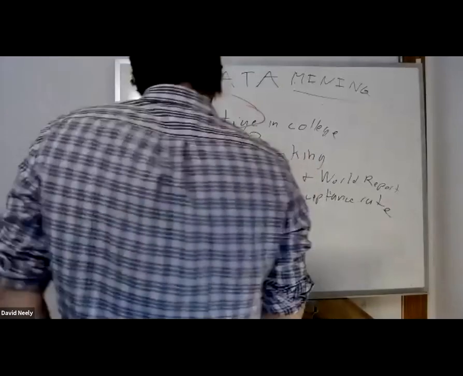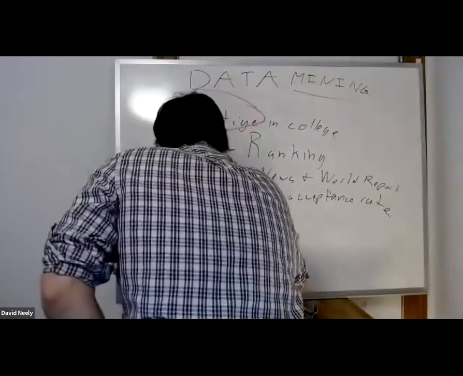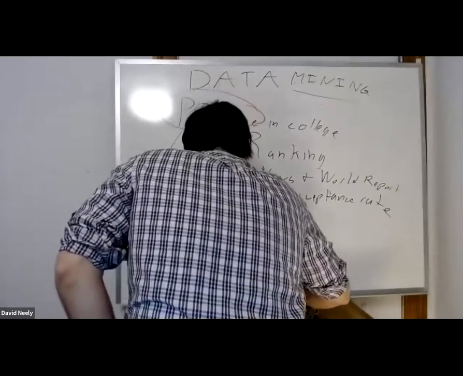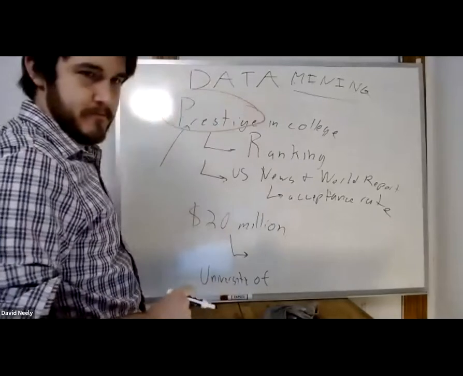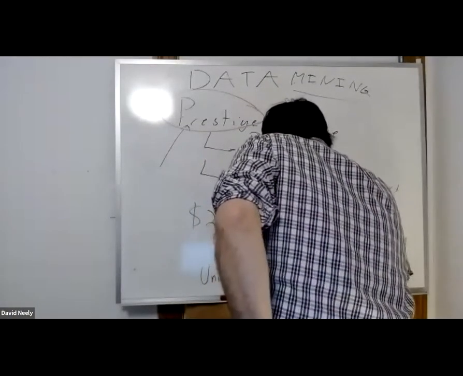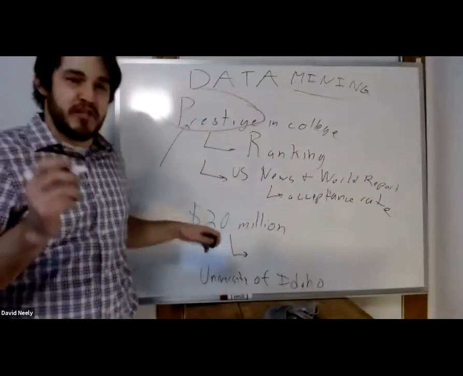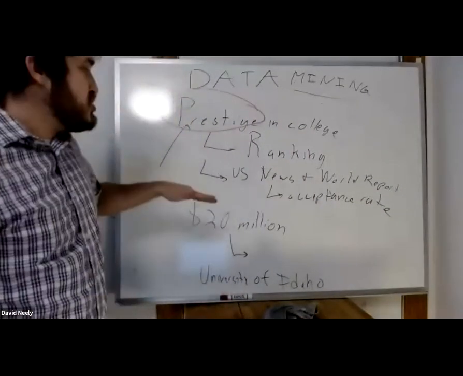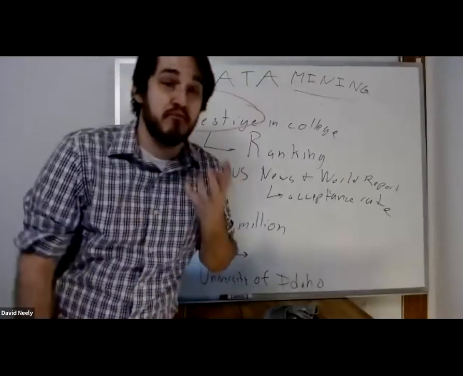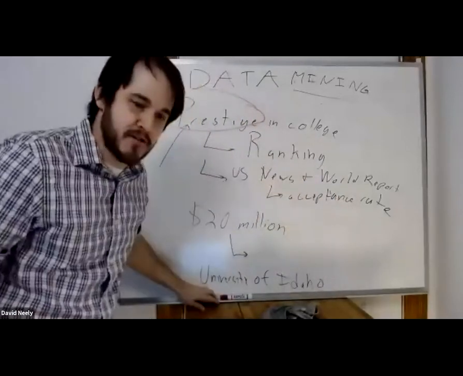Imagine you are, say, I don't know, what's a random state? University of Idaho. That's a random state. You're the president of the University of Idaho and you were just given $20 million. Your goal is to improve your US News and World Report ranking, showing that you're improving the school. That's what the point is, how good of an education you get. That's what the ranking's supposed to show.